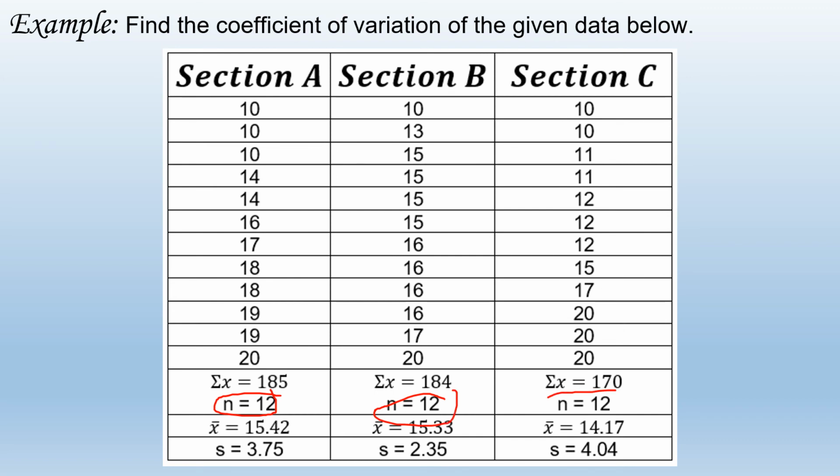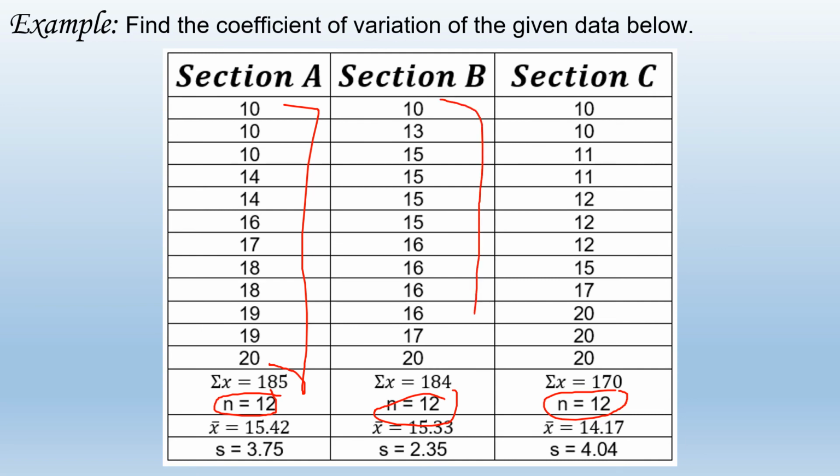Okay. That's it. N is equal to 12. Now let's try to get the sum of x, no? So the sum of x is 185. So 185 daw itong lahat. Kung ito total natin, so that is equivalent to 185.